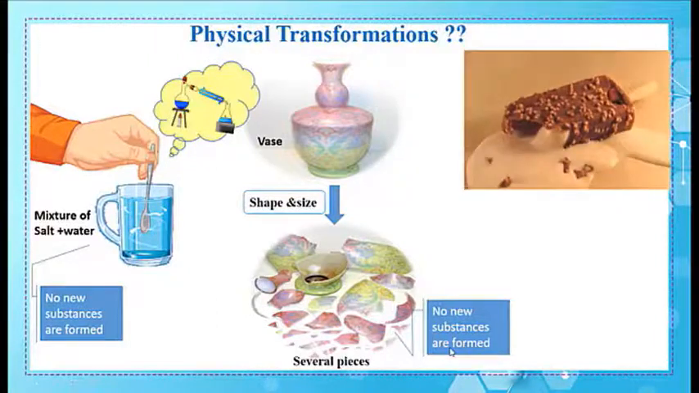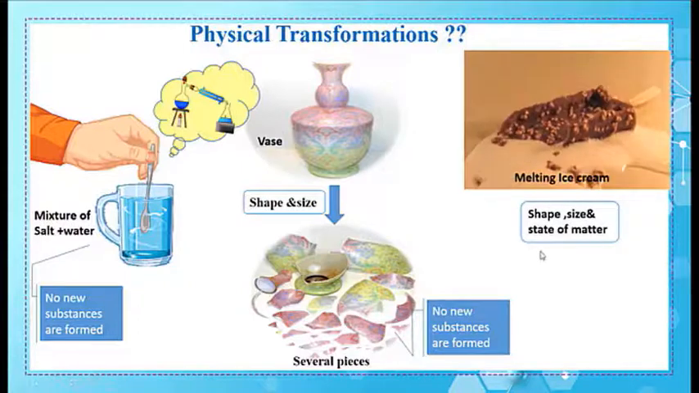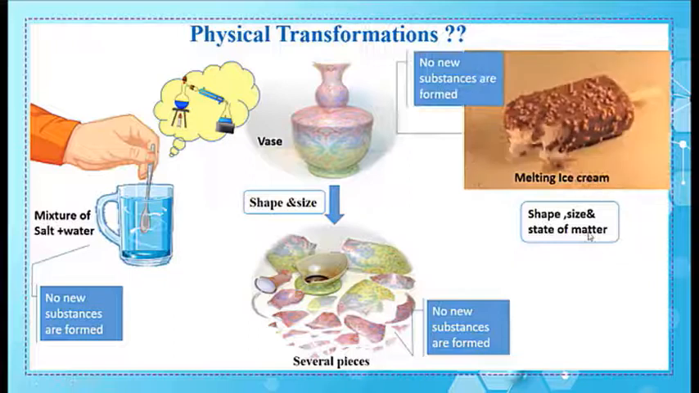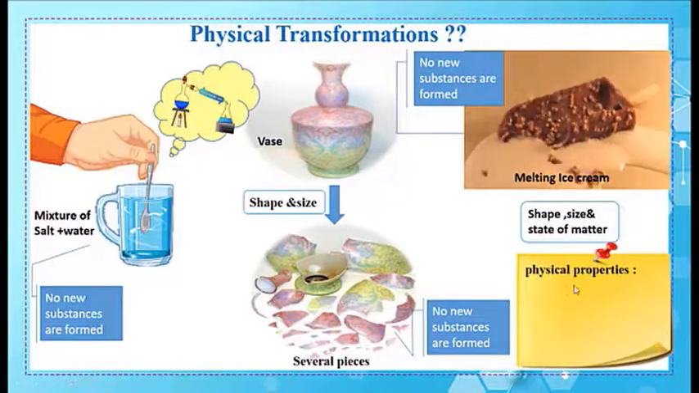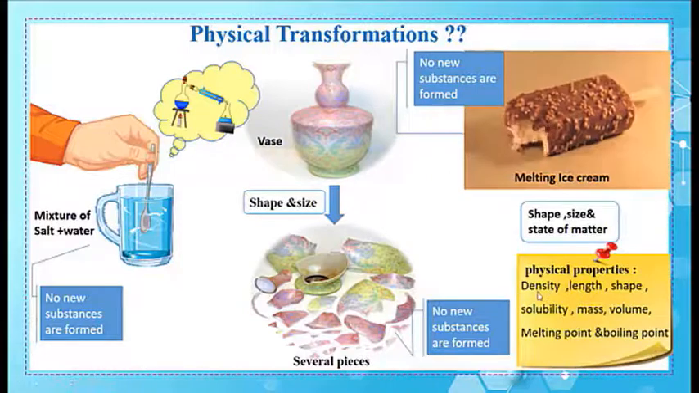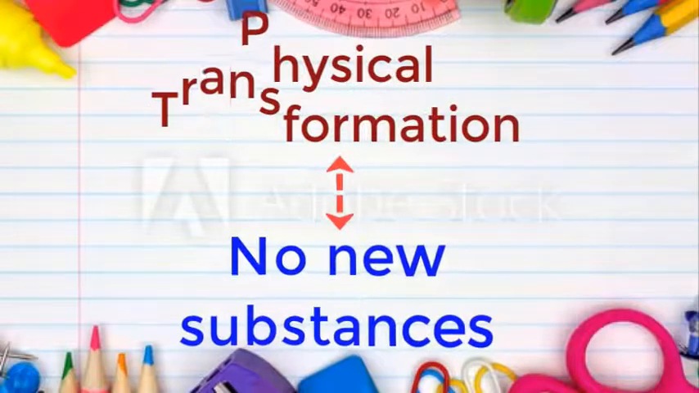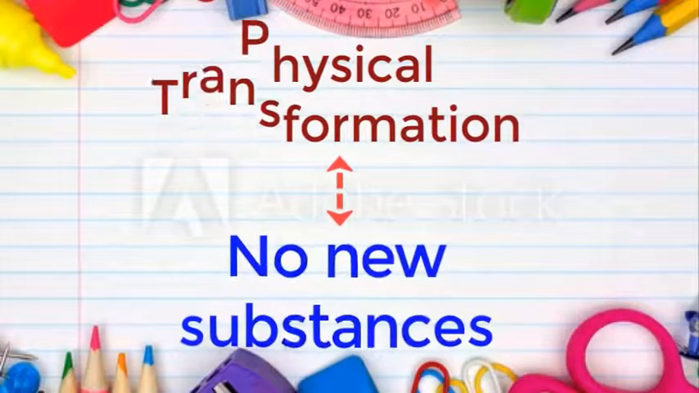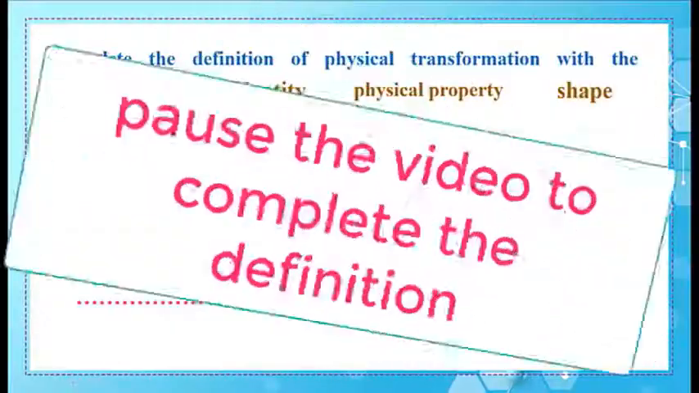Good. What about melting of ice cream, which is delicious as you see? Only its shape, size, and the state of matter changed without obtaining new substances. Good. But what are the physical properties that we considered here? These physical properties are density, length, shape, solubility, mass, volume, melting point, and boiling point. Then physical transformation means no new substances are obtained. We still have the same substance, but different in shape, size, or others.